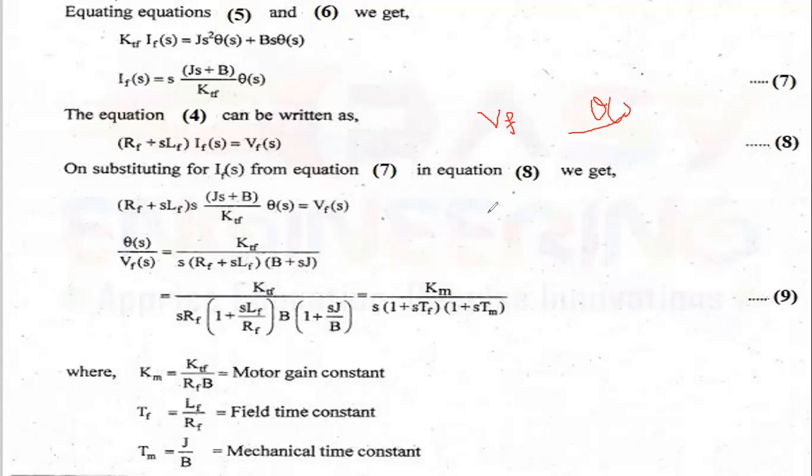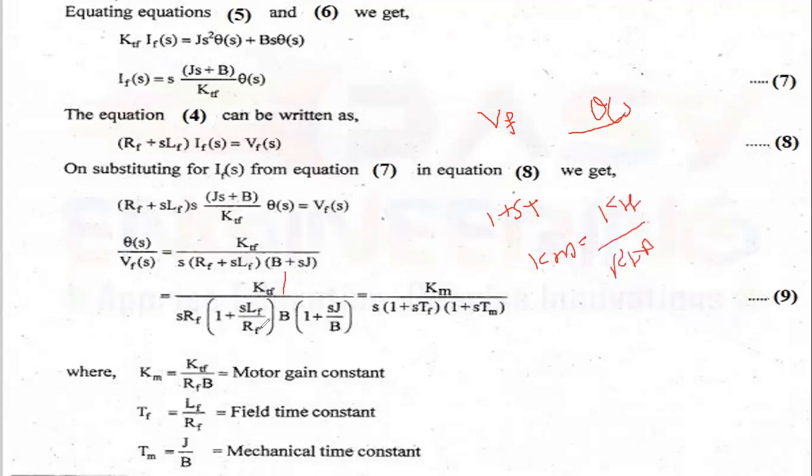So here we need the form 1 plus ST. So that's why I am going to take RF and B, both are constant. You will get 1 plus S into LF by RF into 1 plus S into J by B. So this is the equation we will get. Now if you take RF and B in the denominator, then you will get what is called Km. So Km is KTF divided by RF into B.